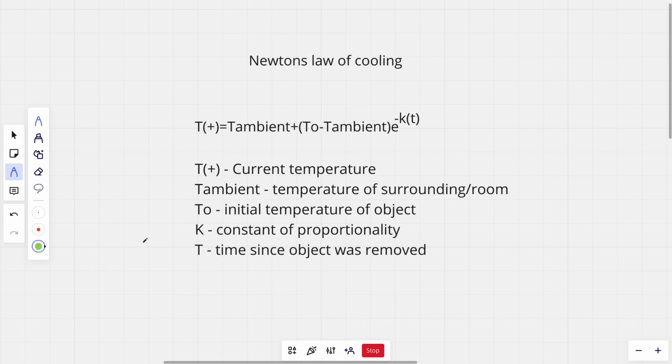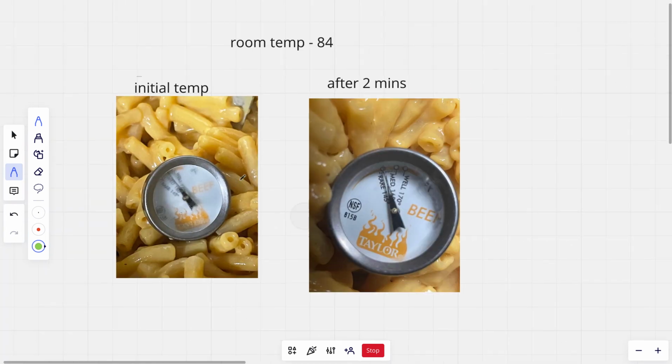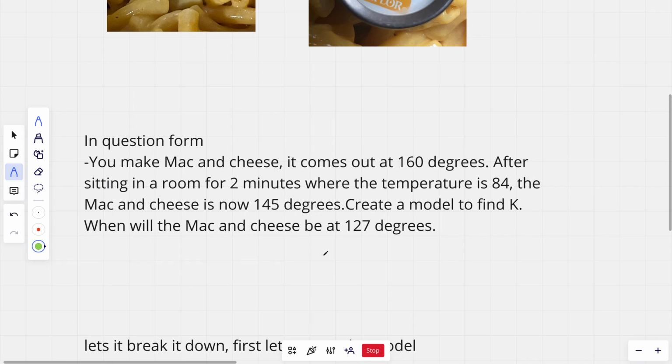So if you don't get this, let me put this into an example because I believe it's easier like this. So this is what we're going to be working with. The room temperature was 84. The initial temperature was 160. After 2 minutes of it being out in the room temperature, it hit 145. So let's put this in a question.